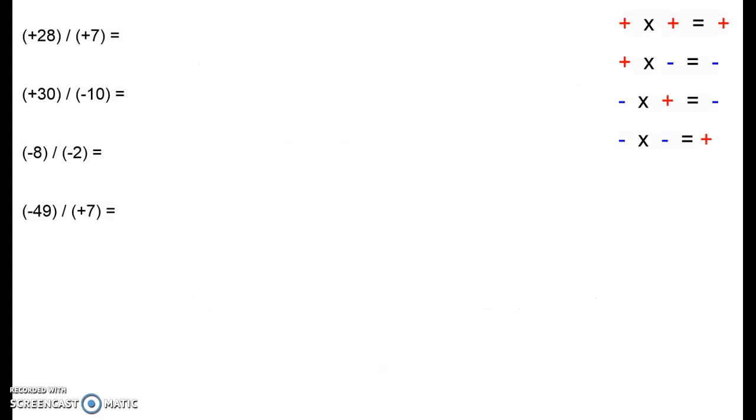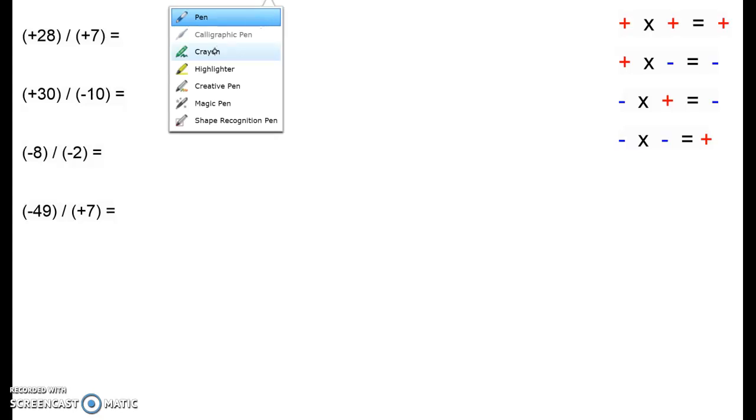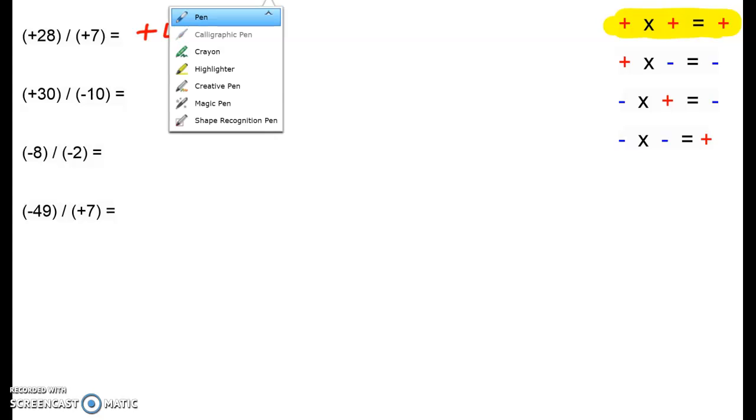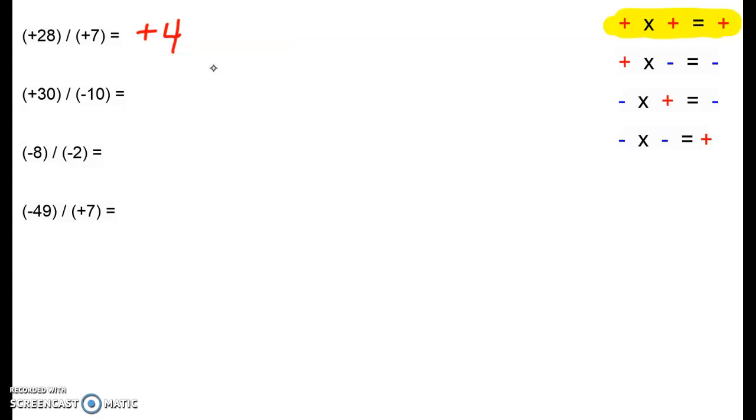Excellent. Let's try these. Positive 28 divided by positive 7. We can look on the side here. Remember, positive divided by positive will give us a positive answer. So our answer should be positive 28 divided by 7, 4. Positive 30 divided by negative 10. A positive divided by a negative, those are different signs. They will give us a negative answer. So negative 30 divided by 10, 3.